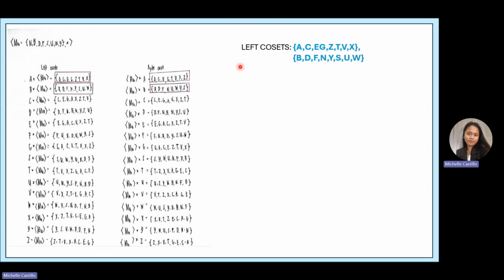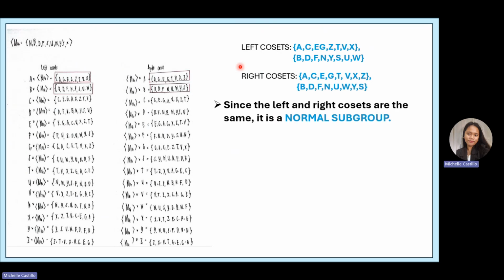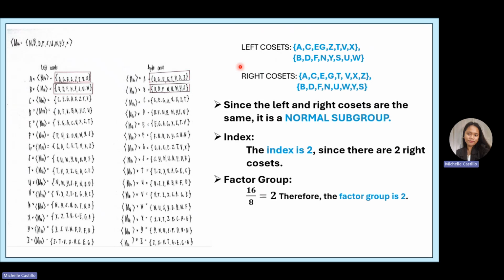So for the left cosets, we have a, c, e, g, s, t, v, and x, and b, d, f, n, y, s, u, w, while on the right cosets we have a, c, e, g, t, v, x, and t, d, b, d, f, n, u, s, y. Since the left and right cosets are the same, it is a normal subgroup, while for its index, since there are two right cosets, the index is equal to 2.